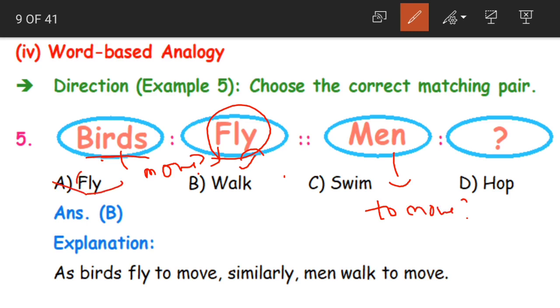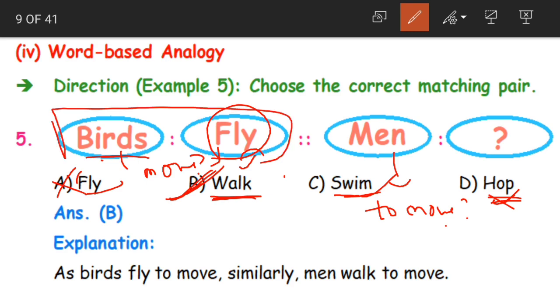Do we fly? No. Do we walk? Yes. Do men walk? Yes. Do men swim to move? No. Do men hop? No. Yes, men swim and hop, children, but they do not do it continuously. Suppose I am sitting in my classroom and I want to go to the next classroom, will I swim and go or will I hop and go? No, right? We always use walking to move. That is why option B, walk, becomes the correct answer.